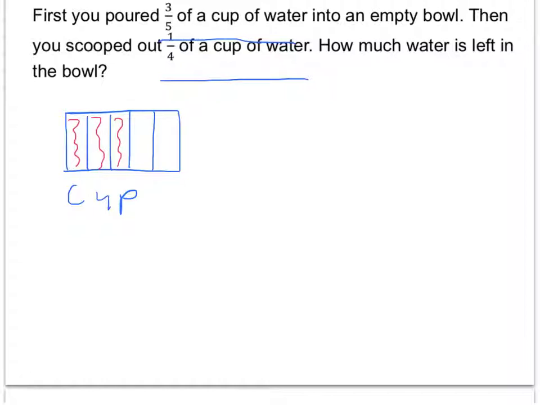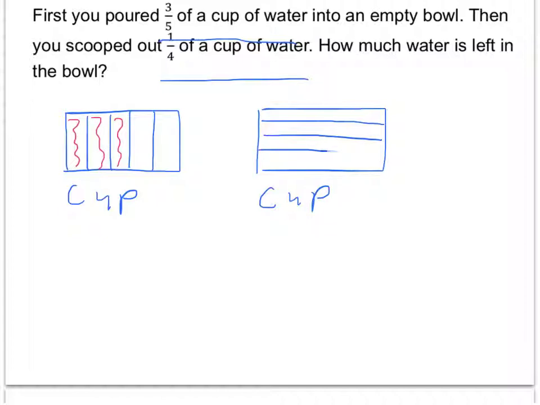But now it says that we're going to scoop out 1/4 of a cup. So let's draw a picture of that. And so 1/4 means that we're going to divide the whole up into 4 pieces. So again, notice that we've got the same whole here, which is a cup. And so let's draw 3 horizontal lines here. So there's our 4 equal pieces. And so we're going to scoop out one of those pieces. Okay? So it's like we're going to pour 3 pieces of water into the bowl, and then we're going to scoop out one of those pieces.